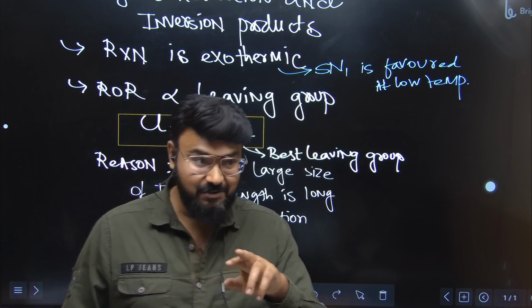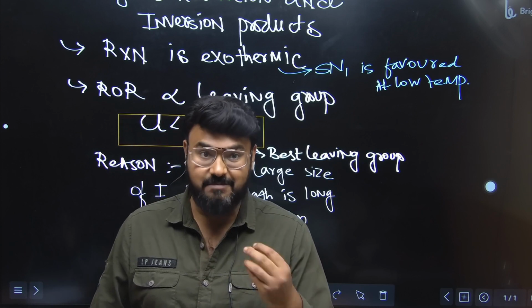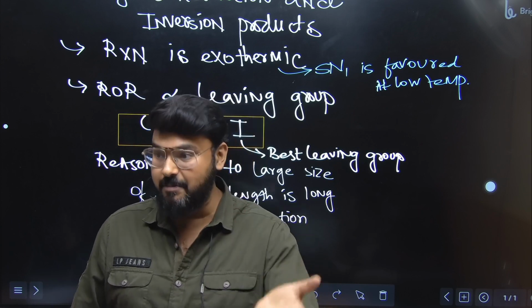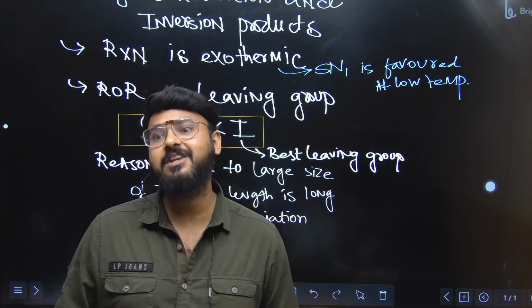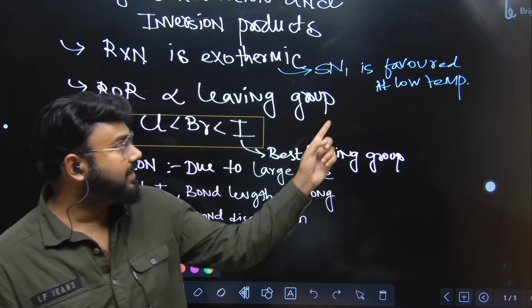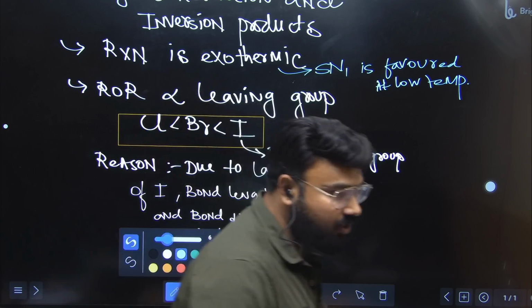If you keep it above 20-30 degrees, not even 30, if you increase it by 20 to 23 degrees Celsius above, then you will see the elimination product, not the nucleophilic substitution product. That is why it is a very, very important point. In NCERT also it's given as a column.